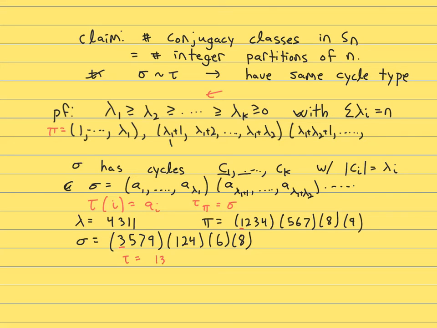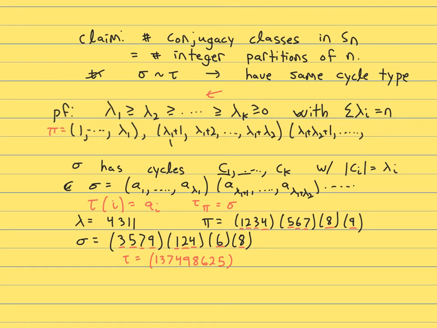And then 3 has to go to 7. 7 has to go to 4. 4 has to go to 9. 9 has to go to 8. 8 has to go to 6. 6 has to go to 2. 2 has to go to 5. 5 has to go back to 1. And in this case, it's one big long 9-cycle.